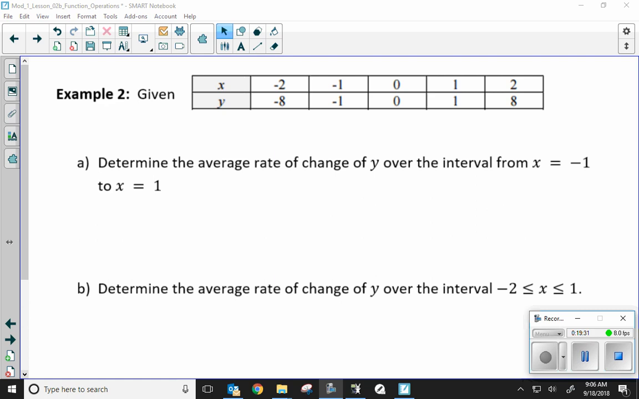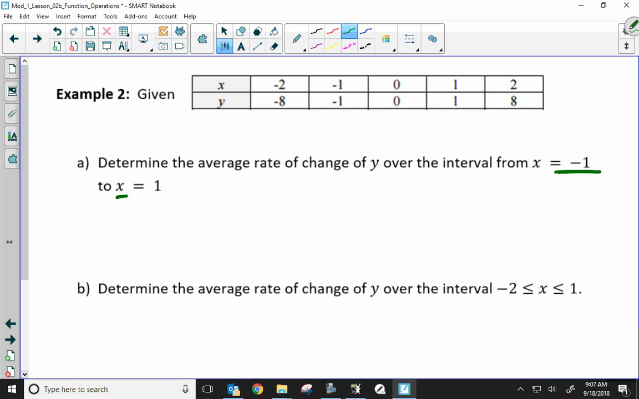Okay, example 2. They actually give us a table of points here, okay? The x's go from negative 2, negative 1, 0, 1, and 2. My y's go negative 8, negative 1, 0, 1, and 8. Determine the average rate of change of y over the interval from when x is negative 1 to when x is positive 1. x is negative 1 here. x is positive 1 here. All right? So, they want us from negative 1 to positive 1. This is my a, and that's my b.